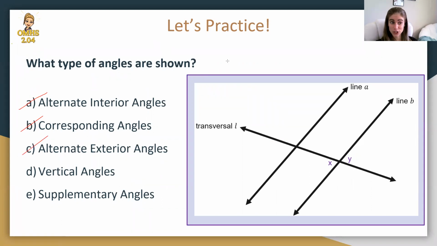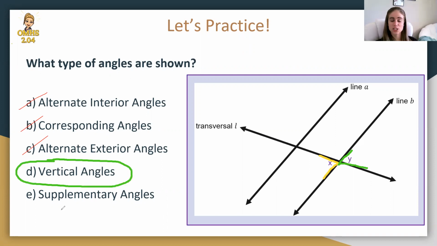All right, vertical angles. Vertical angles are opposite of each other, and that makes that X, so a double V. Do these fit that definition? I think they do. If I look a little bit closer, I can see that we have an X here, and we have one here. See how they're opposite of each other? Which means this is our winner. They are a set of vertical angles.